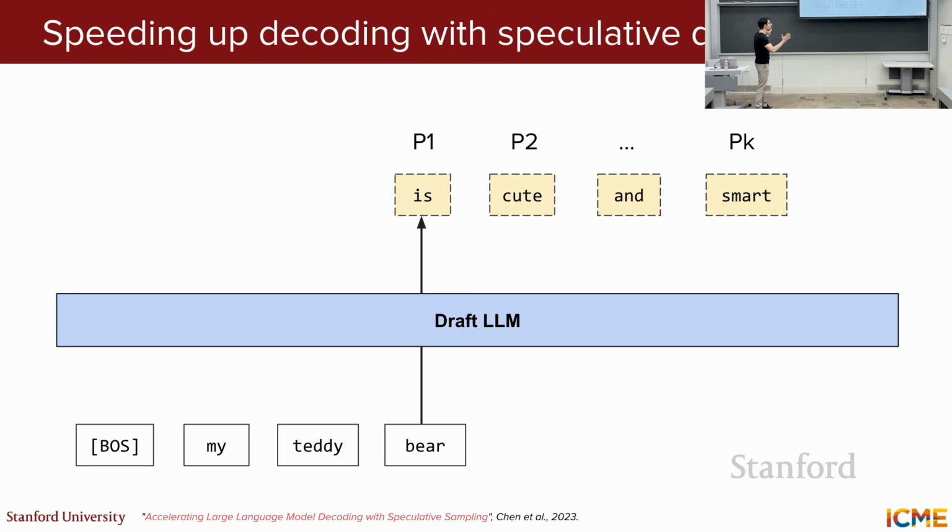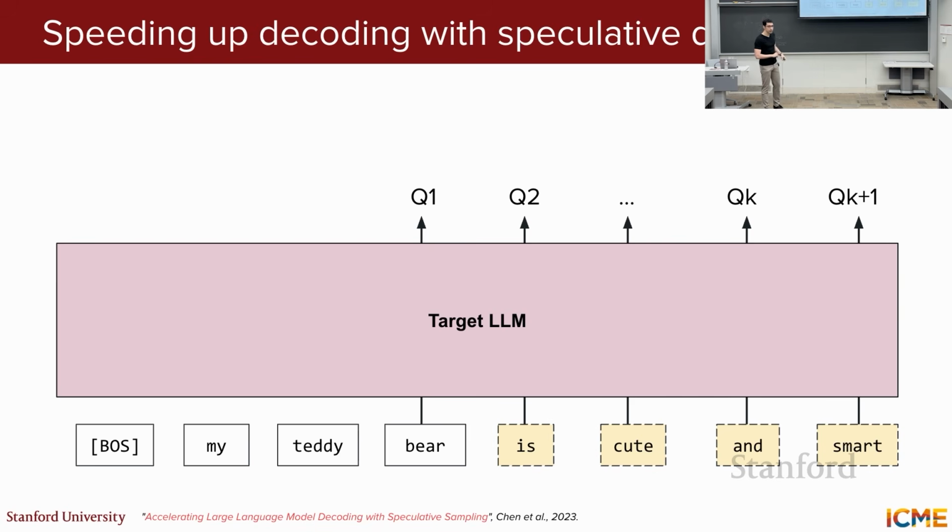So you have "my teddy bear", what could be next words? You have one pass, you find the token "is", you feed the token "is" here again, you find "cute" and "smart". Since the LLM is small, this is typically done faster than with the big LLM. And then once you have all of this, you put the tokens that are predicted by the smaller LLM all as input to the target LLM, that is the bigger model, the one that you use, to generate probability distributions for each of them.